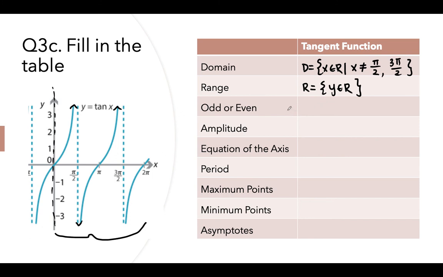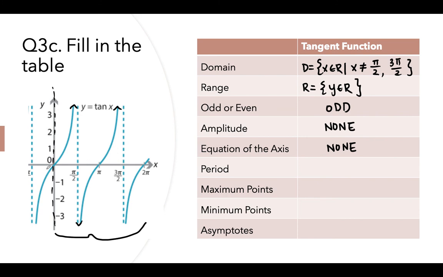Is it odd or even? So take a look. Is it symmetrical through the y-axis? No, but it is definitely symmetrical through the origin. So we say it's odd. Amplitude. To find the amplitude, you need to find the maximum and minimum and subtract. But unfortunately, in this case, there's no maximum or minimum. So for amplitude, there's none. And equation of axis, again, there's none because we cannot identify a max or min.